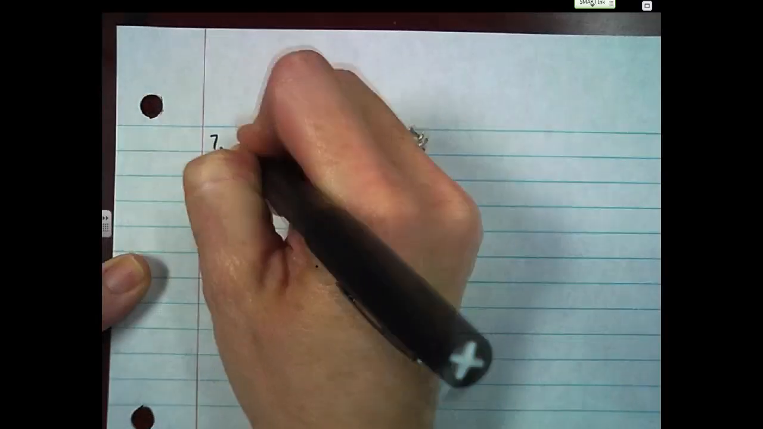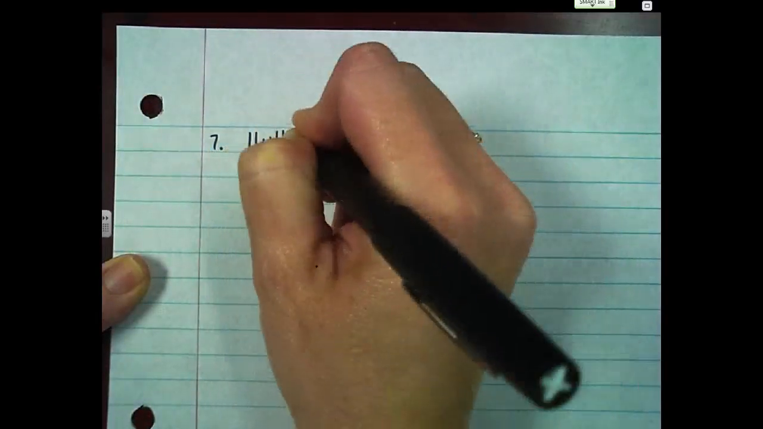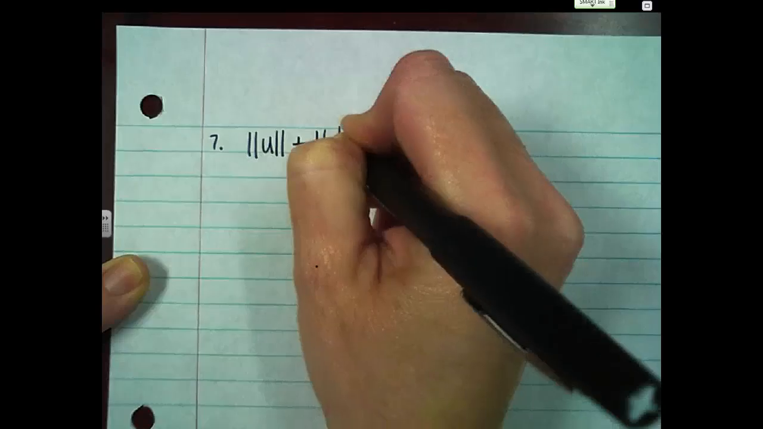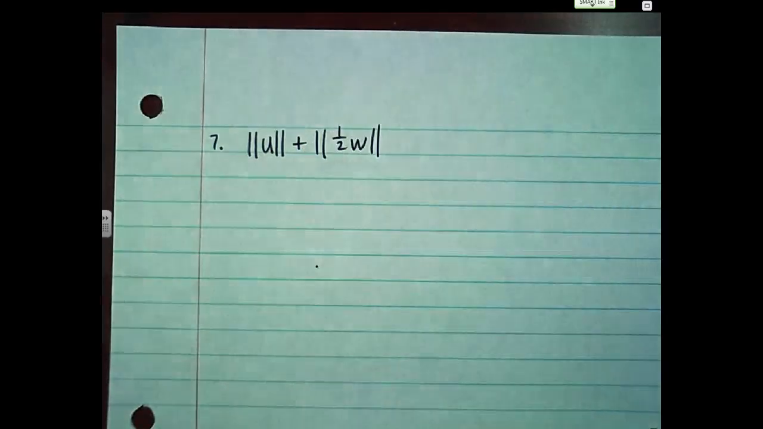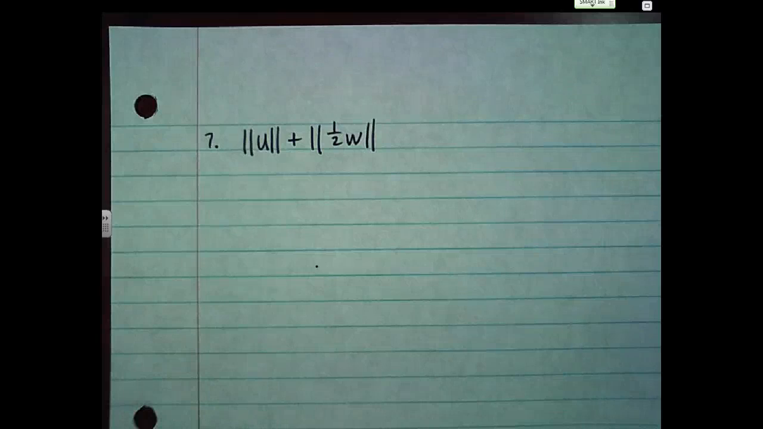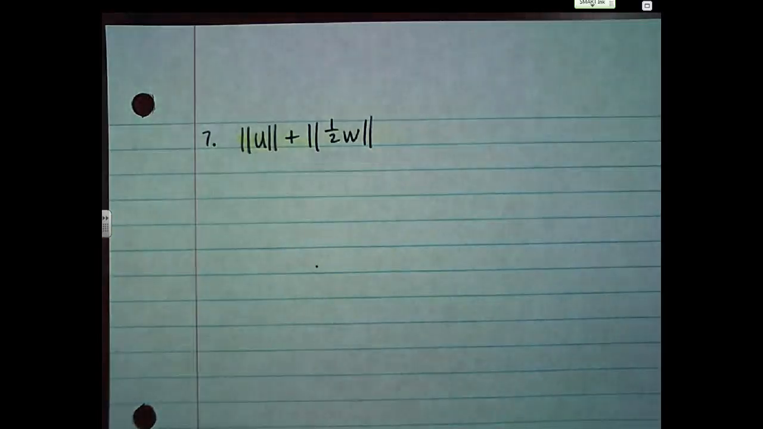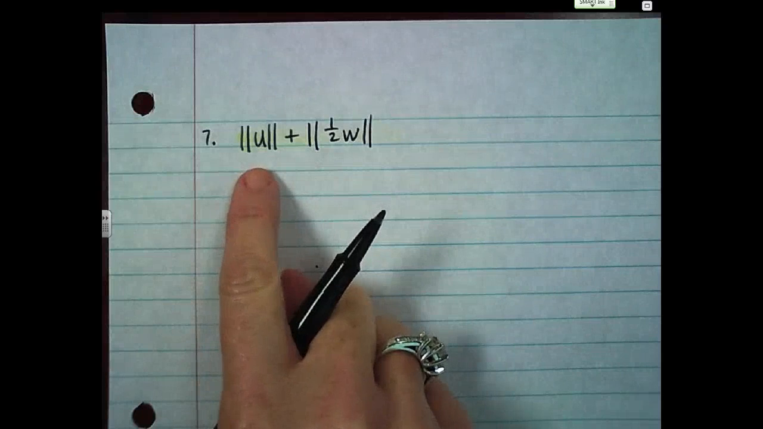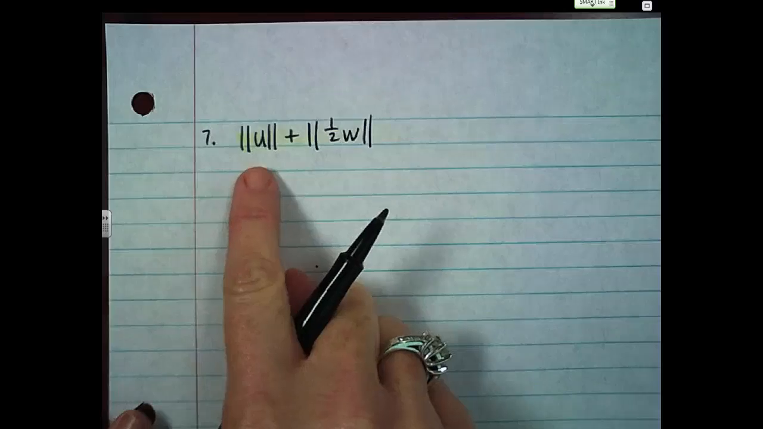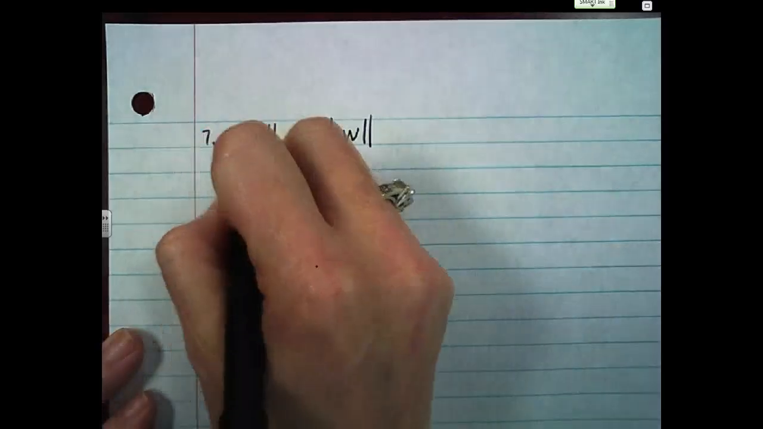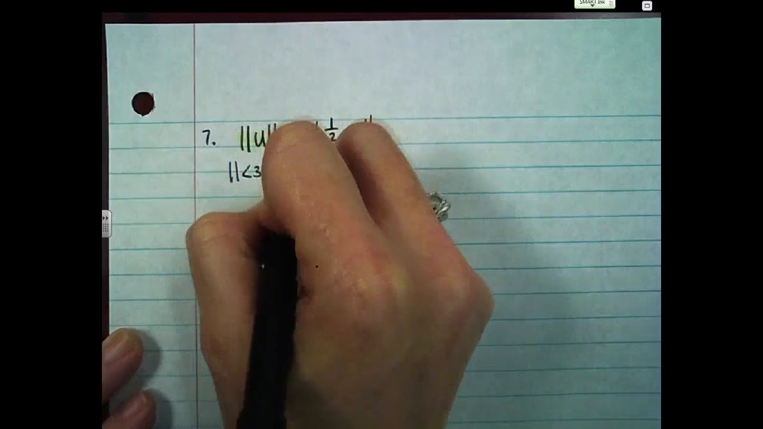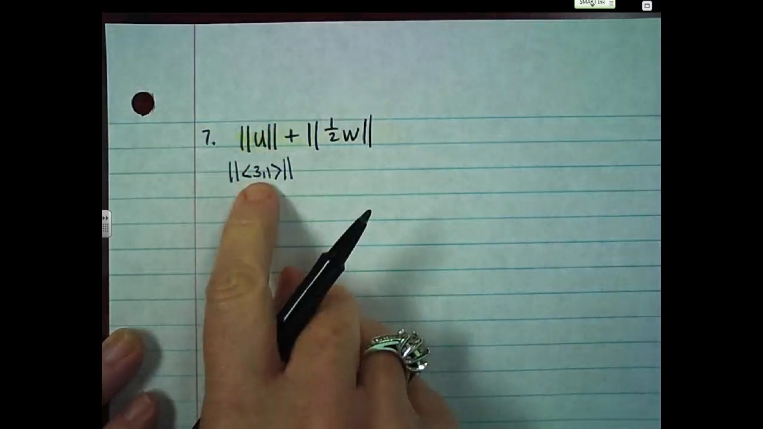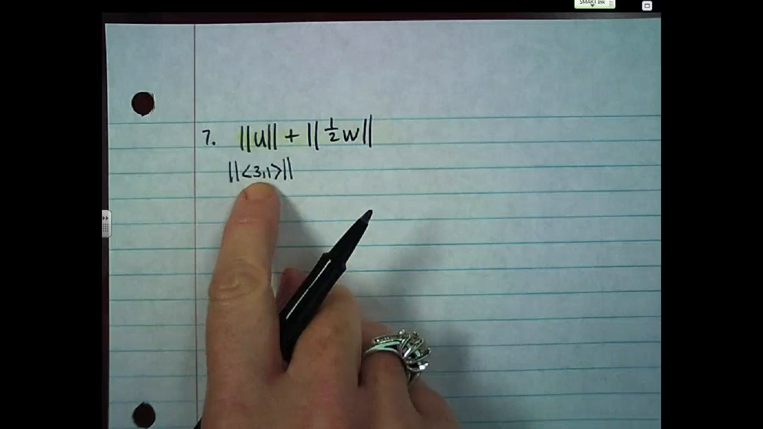Number 7 is the magnitude of U plus the magnitude of 1/2 W. This one's strange. So if you're looking at this and not understanding, then let me show you how to do it. The magnitude of U plus the magnitude of 1/2 W. So in other words, in order to do this, you have to write them in vector form. Correct? So the vector of U is just what? 3, 1, correct? So I want the magnitude of 3, 1. What would that give us? Square root of 9 plus 1, which is the square root of 10.